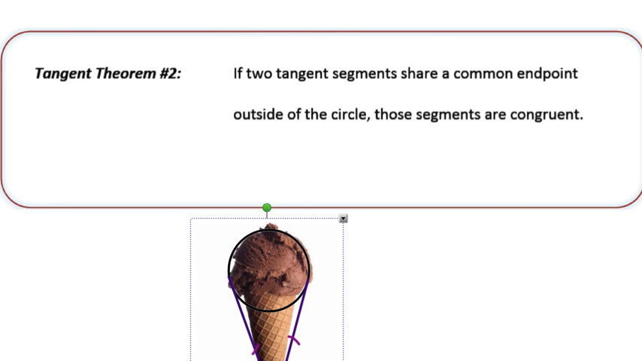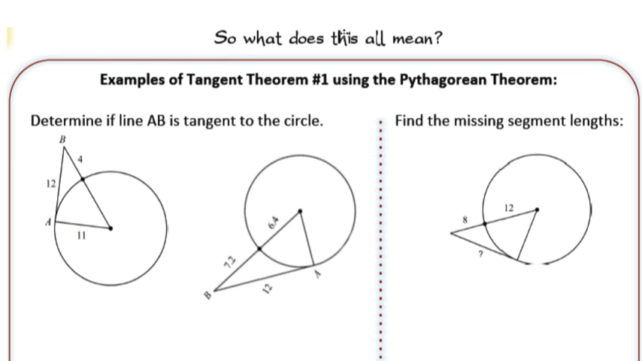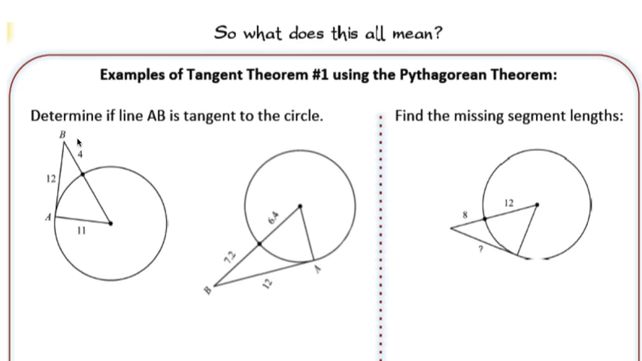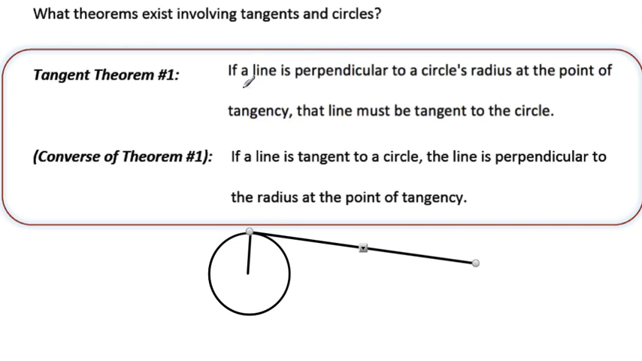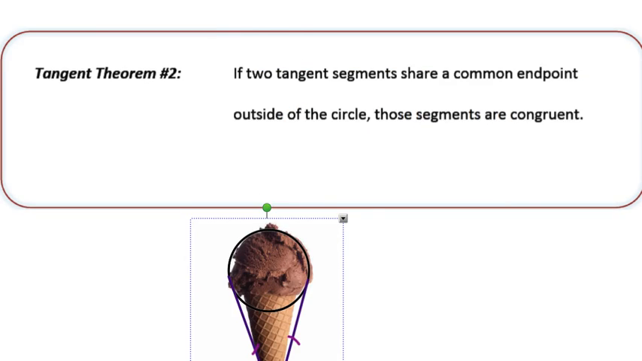So let's look at some examples here. What are we going to have to know here? What does it all mean? Well, we need to know the Pythagorean theorem. That's going to be our best friend. The question says, determine if line AB is tangent to the circle. Is it tangent? Well, it's only tangent if this is a right angle. That's what the first theorem says. If you remember, go back to theorem number 1. If a line is perpendicular, then it is tangent. Well, that's what we're going to use right here.